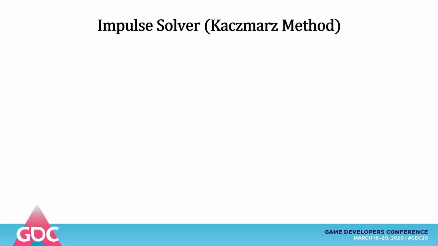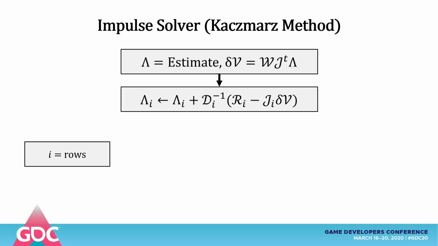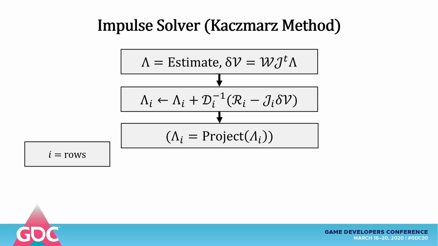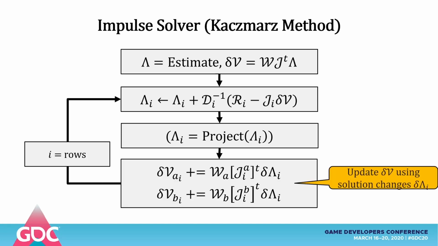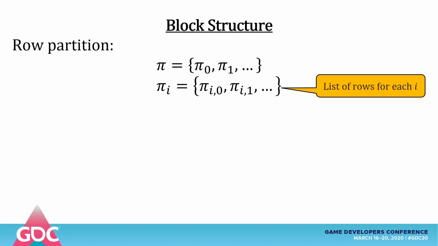In the physics simulation community, it's called the impulse solver, but in mathematics, it's the Kaczmarz method. The solution is initialized to an estimate, and the vector of velocity changes is precomputed. As before, we're going to iterate over all rows of the matrix. The correction to the solution is calculated with the residual computed using the new method. Optionally, the corrected solution is projected, and the velocity changes are updated. This new algorithm uses about 50 floating point operations per row, and a constant number of operations is good for an algorithm. We already talked about the block Gauss ideal.